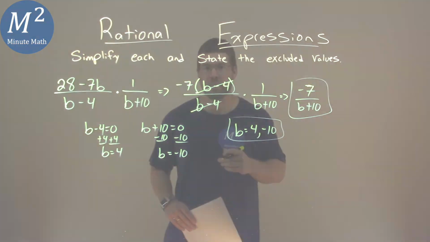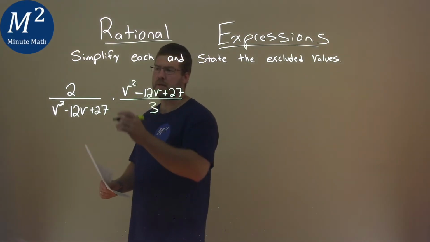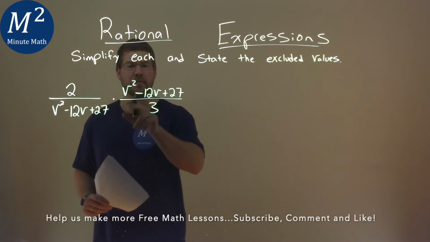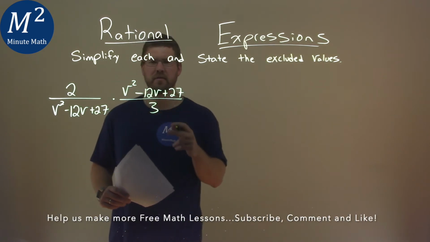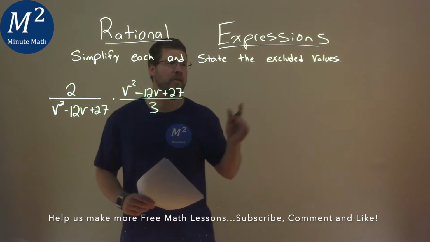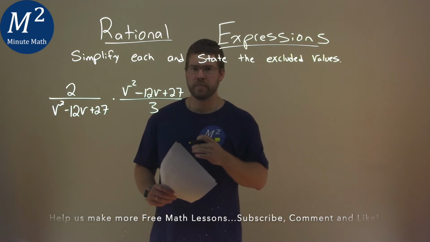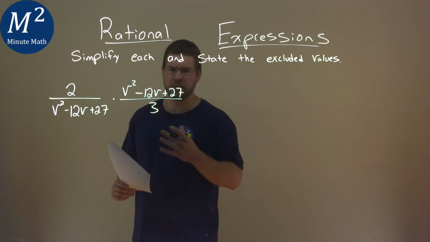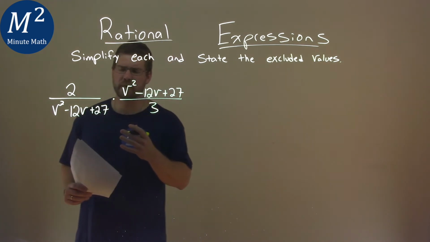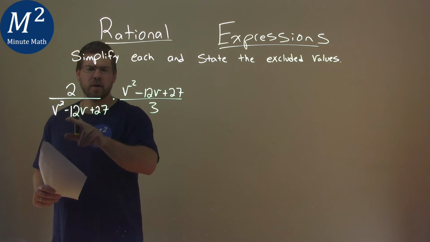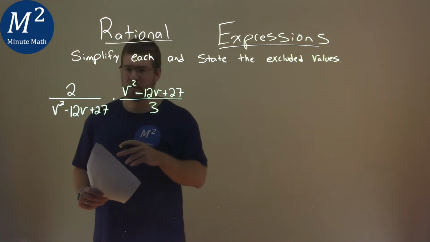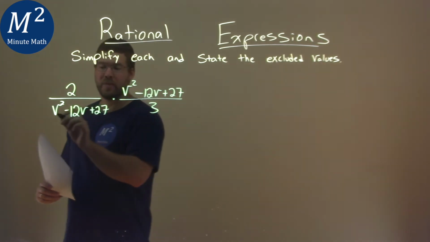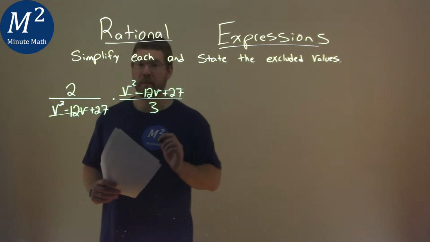We're given this problem right here, 2 over v squared minus 12v plus 27 times v squared minus 12v plus 27 over 3. We need to simplify this and state the excluded values. Well, don't get too caught up in just diving into this. Let's see if we can simplify this very quickly. I have a v squared minus 12v plus 27 in the denominator, and a v squared minus 12v plus 27 in the numerator. They can actually cancel each other out.